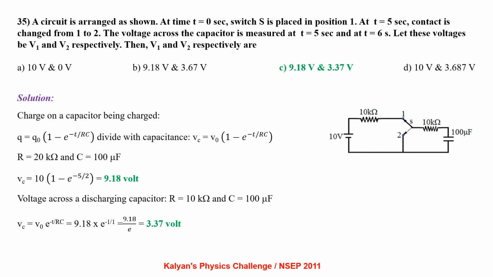Then V1 and V2: for the charge on the capacitor being charged, Q equal to Q naught of 1 minus e power minus t by RC. Dividing this equation by capacitance, we get Vc equal to V naught of 1 minus e power minus t by RC. Here R is 20 kilo ohm and C is 100 microfarad, which gives us the potential across the capacitor to be 9.18 volt. Voltage across a discharging capacitor, with R equal to 10 kilo ohms and C equal to 100 microfarad, Vc equal to V naught of e power minus t by RC, which gives us 3.37 volt.